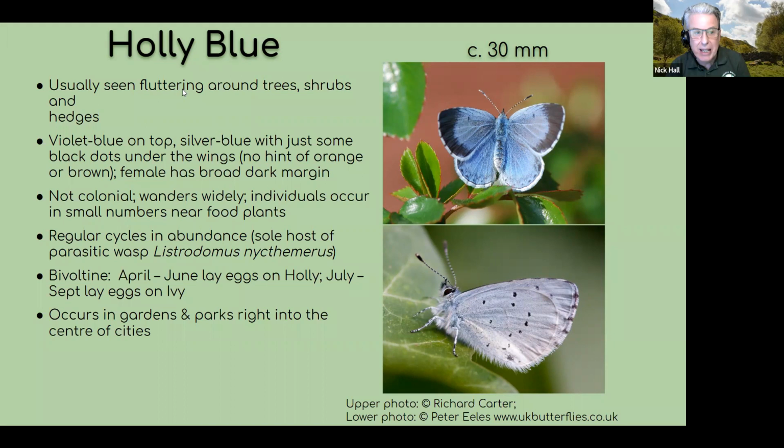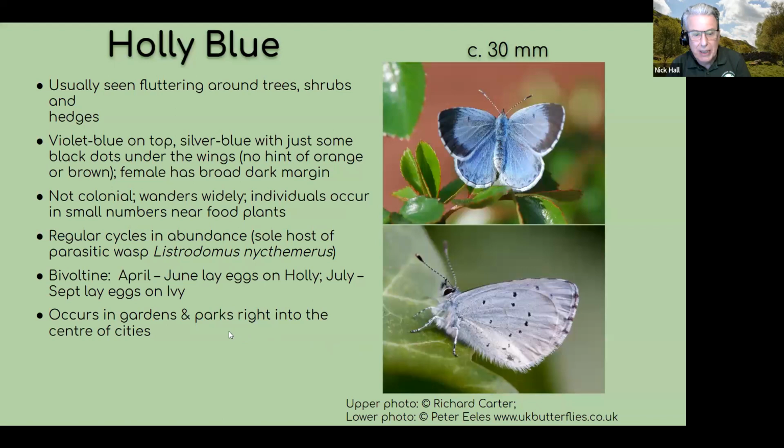Holly Blue, you'll always see them fluttering around trees and shrubs and hedges because it's only interested in the holly and the ivy. That's the first big one. If it's a Common Blue, it'll be most definitely somewhere near bird's-foot trefoil and in the open. Colour-wise, you can't tell them. It's a little bit more silvery maybe than a Common Blue male, but not a lot. When it's landed, they very rarely open their wings, but it's much more silver with just a few black dots.